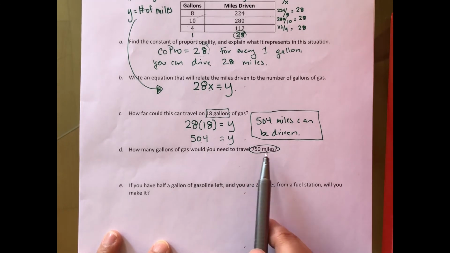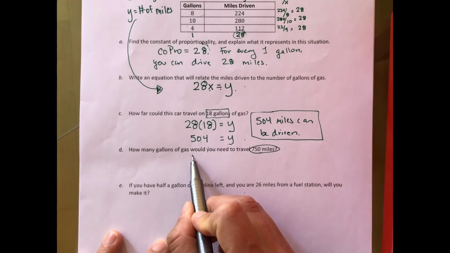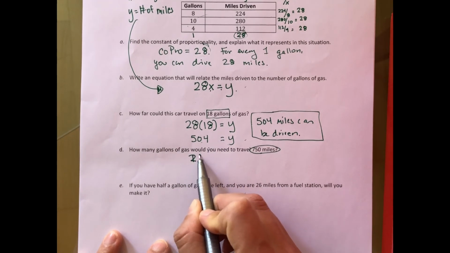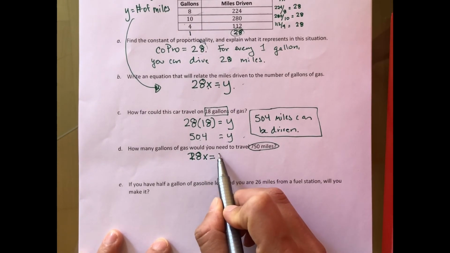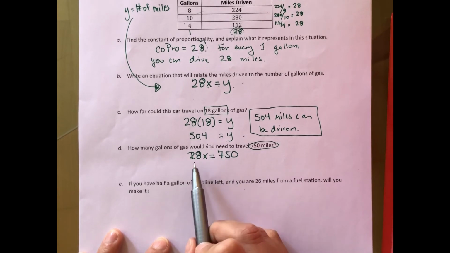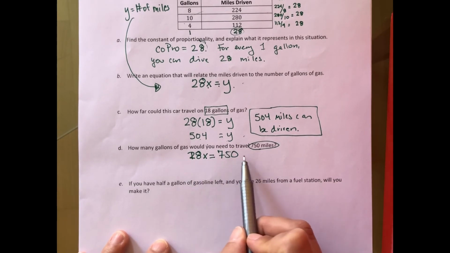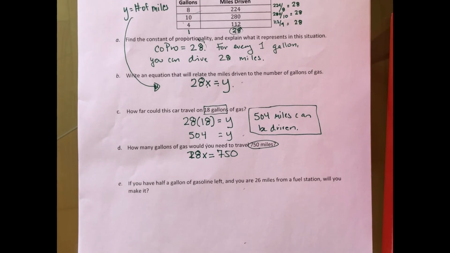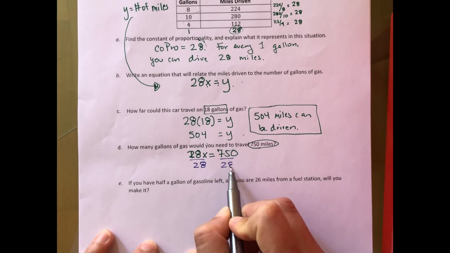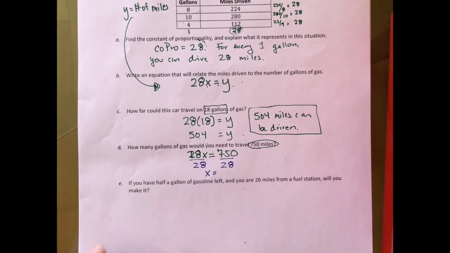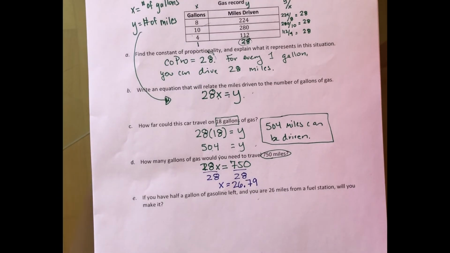How many gallons of gas would you need to travel 750 miles? So in this case, we're given the output or the Y value of miles driven. So this means I know that 28 times X gives me, in this case, 750, because I know that 28 times the input gives me the output. And if you'll recall from last year when we're solving equations, we do the same thing to both sides of the equation. So I'm going to divide both sides by 28, and that will allow me to solve for X. And when we've done that math, we get X equals 26.79.